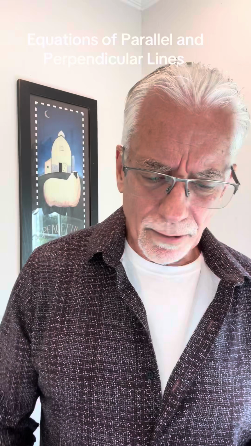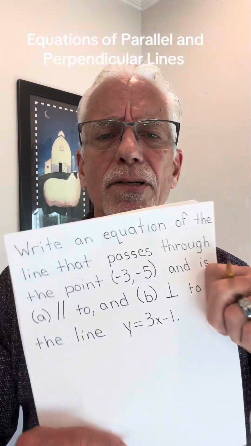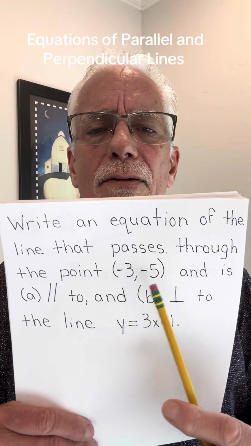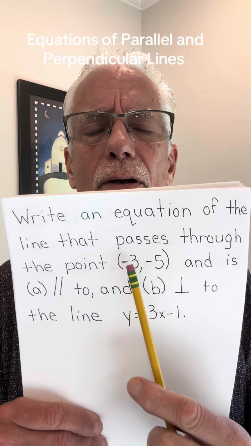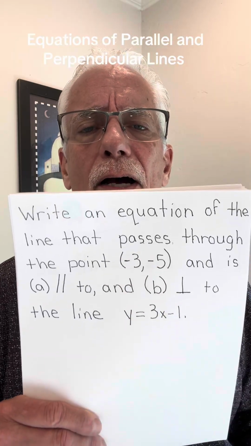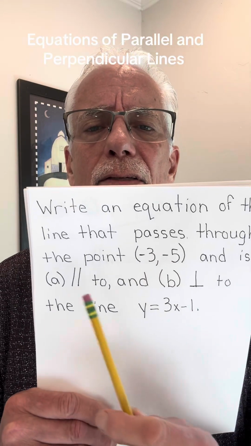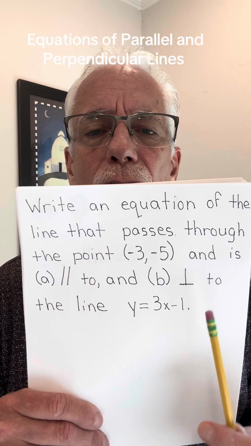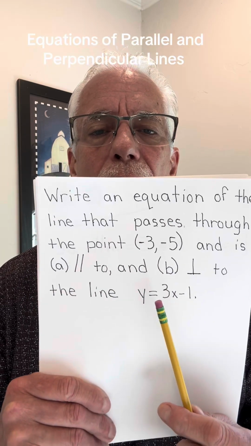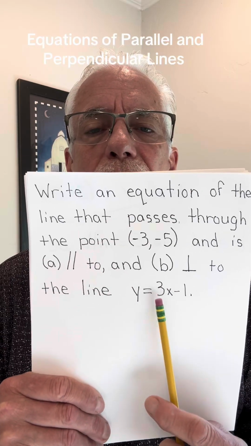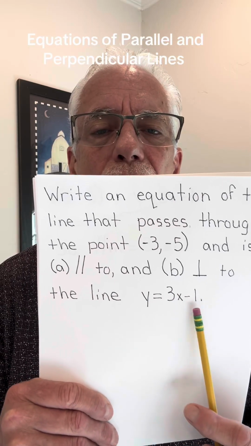So all right, here we go. Write an equation of the line that passes through (-3, -5). So this is x, this is y. The ordered pairs are always in alphabetical order. X comes before y in the alphabet. And A is parallel to, and B is perpendicular to, this line, y equals 3x minus 1. Okay, they gave us this equation, so I can see the slope of this equation.